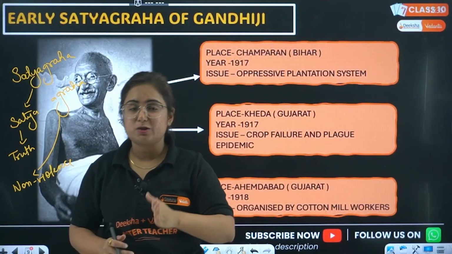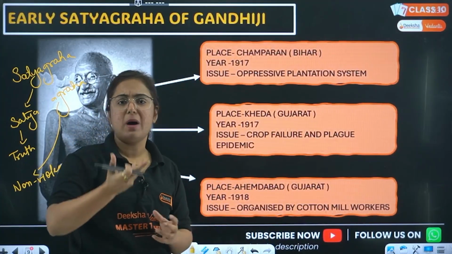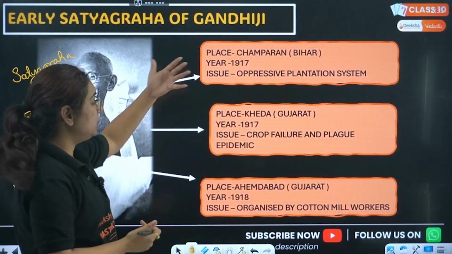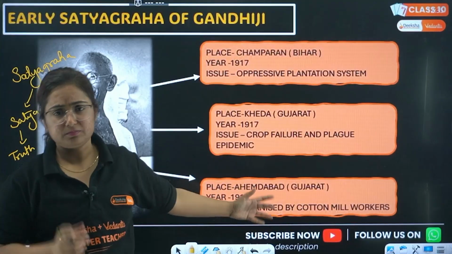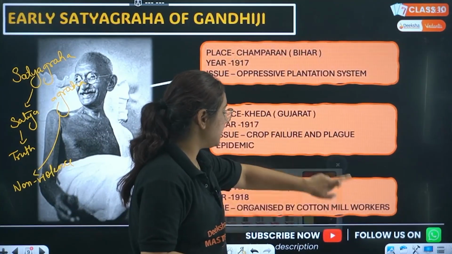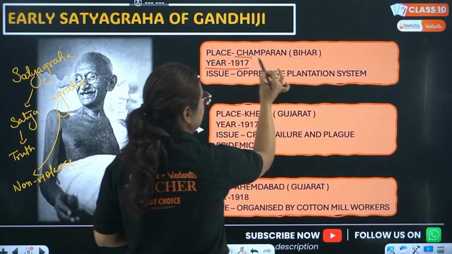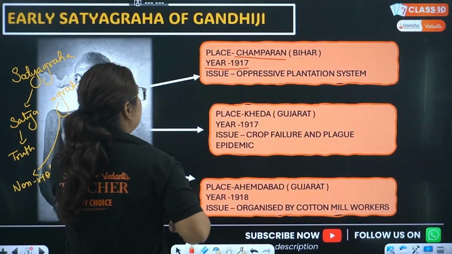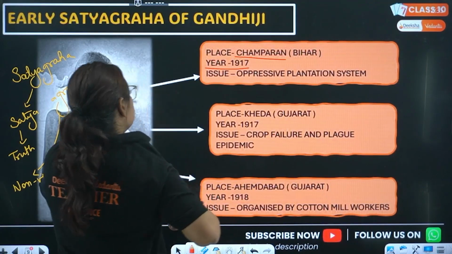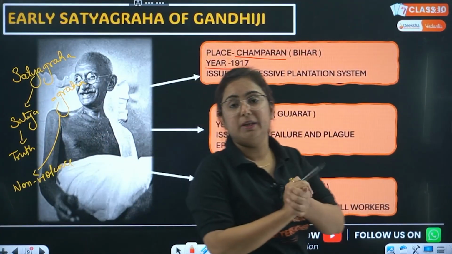Yes, this question comes sometimes as an MCQ or sometimes as a 2-mark question asking particularly about these Satyagraha. So what happened? The topic is about 1917. The case is about a place known as Champaran. Champaran is a place in Bihar. What happened during this time?